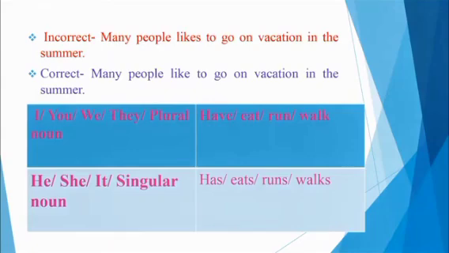Now let's see the next sentence. Many people likes to go on vacation in the summer. Is that a correct sentence? No. The correct sentence is many people like to go on vacation in the summer. We have a plural subject, many people. So the verb should not have an s.